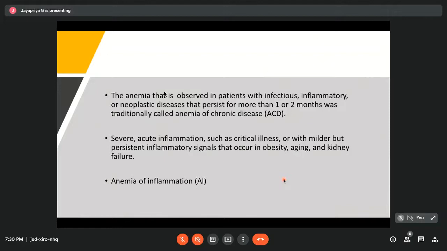But later on, as our understanding increased, we found that even in patients admitted in ICUs, they develop anemia within a matter of a few days. Even in aged patients and patients with obesity, you can see the development of anemia. So it was understood that it was not the chronicity of the process that was important, but rather something else causing the anemia. It is the inflammatory background in all these conditions that eventually leads to anemia. So anemia of chronic disease is now termed anemia of inflammation because of the basic inflammatory pathology in all these cases.